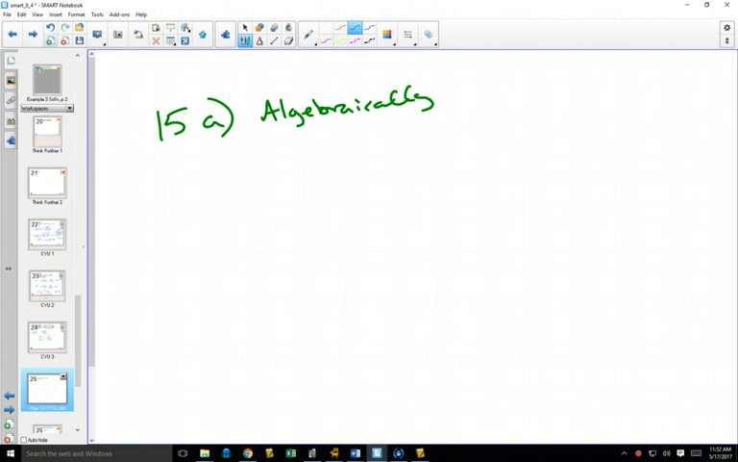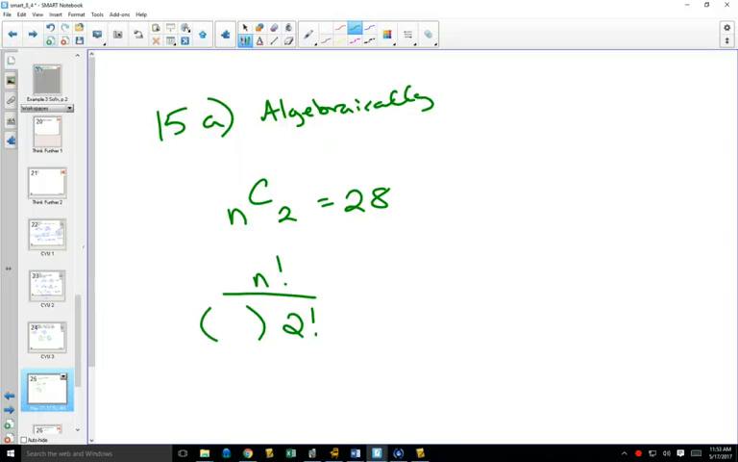So now it's a solve equation with combinations. So using your combinations formula, nC2 means there would be n factorial on top, 2 factorial on the bottom. What would be here factorial? It would have to be n minus 2 because the bottom 2 have to add up to n. And this is equal to 28.